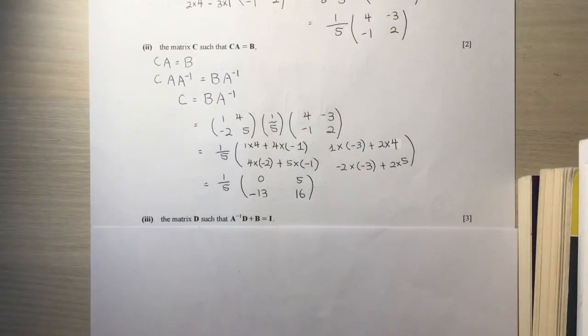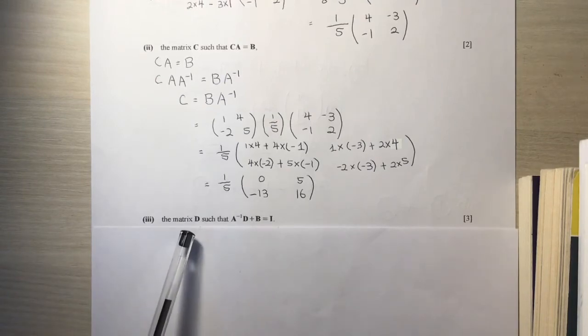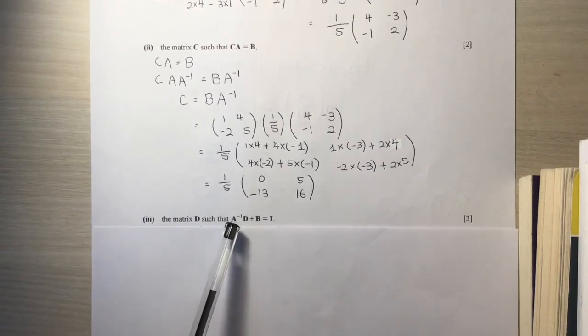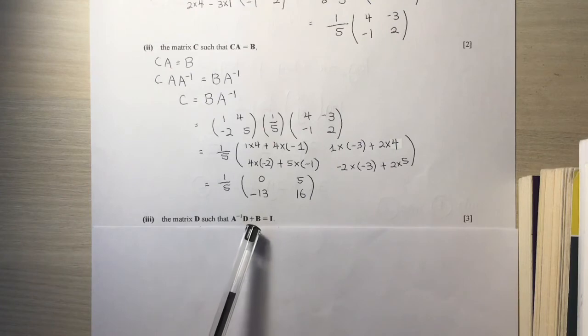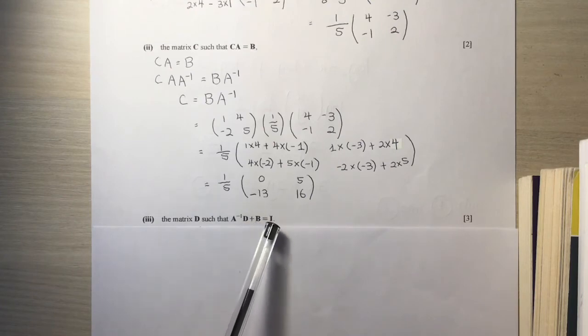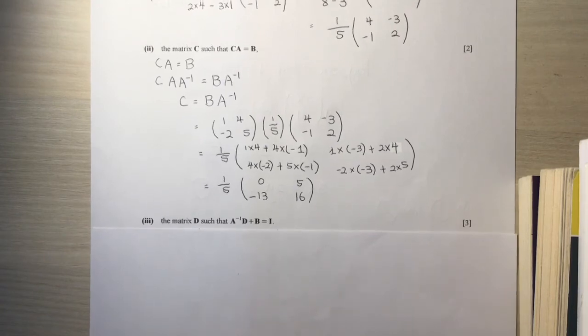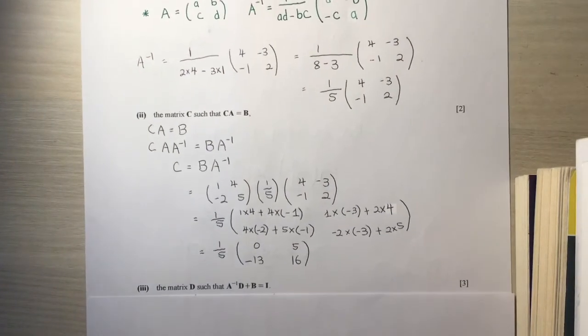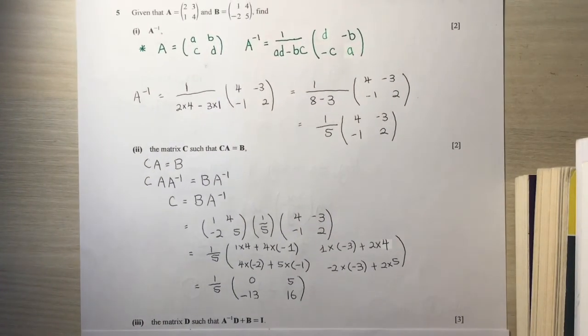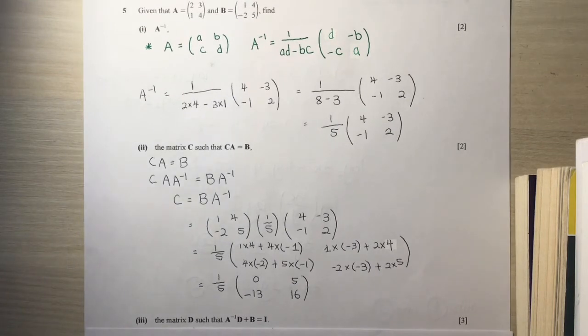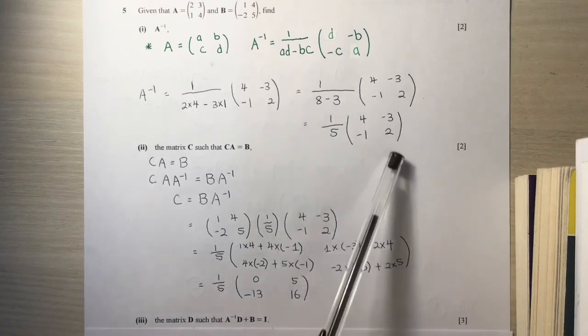Then we move on to the third part of this question. The matrix, find the matrix D such that the inverse of A multiplied by D plus B will give us identity matrix. So this is a bit more complicated than the equation given in the second part, but do not panic. It's because we have the inverse of A being calculated over here.